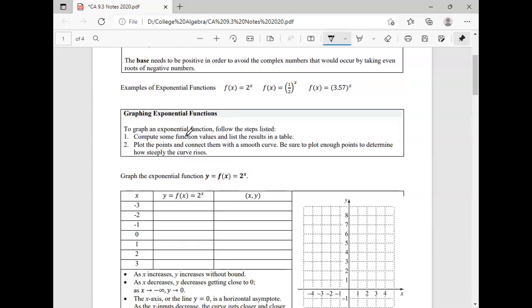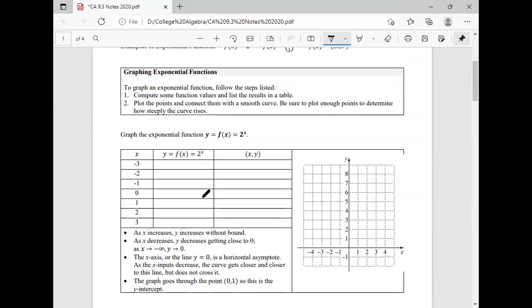We want to compute some function values and list the results in a table, and then we're going to plot those. That's not anything new. And in fact, a lot of the time, what we do is we go to our graphing calculator and we would type in y equals 2 to the x, and we would go to our table. Except this could be a little bit tricky whenever you're dealing with exponential, because your table might give you a decimal and you might want the fraction form. Okay, so let's just go over, in case that happens, what would we need to do?